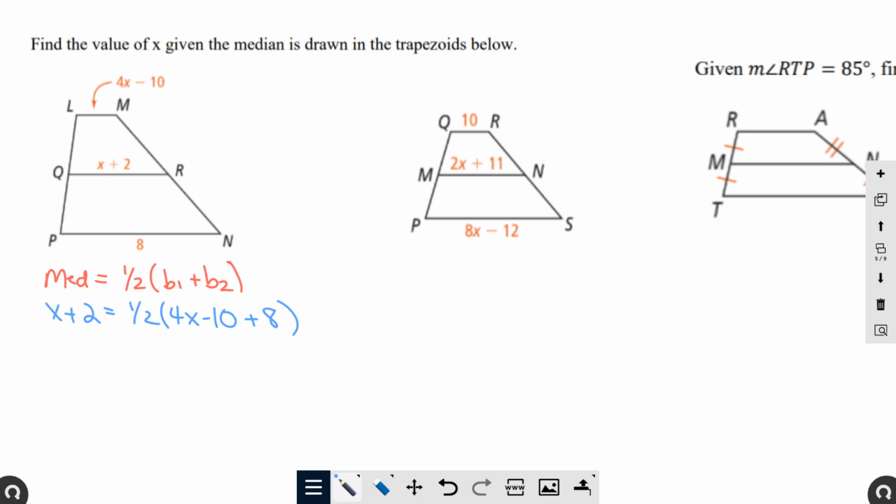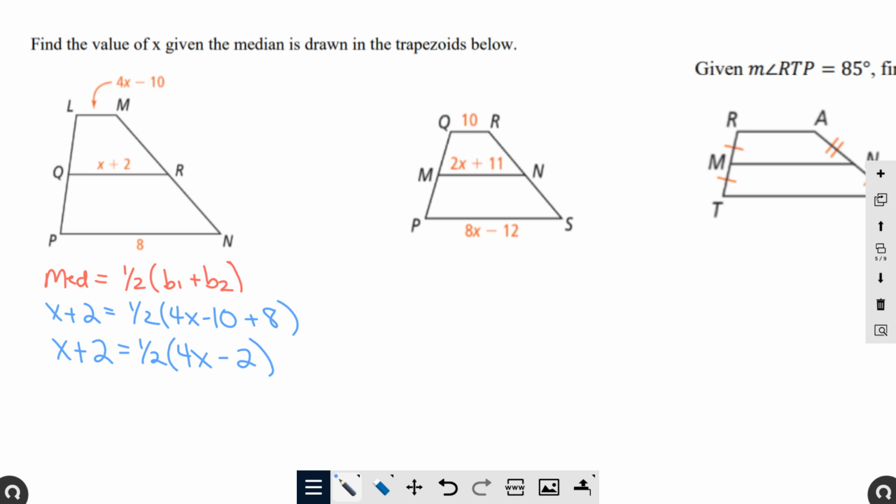Yep, you could combine like terms in the parentheses. That's how I would start. I usually start with parentheses first, but if you times by 2, that's okay. What's negative 10 plus 8? Negative 2. So if you wanted to times by 2, you're going to have to times everything on the left side by 2.